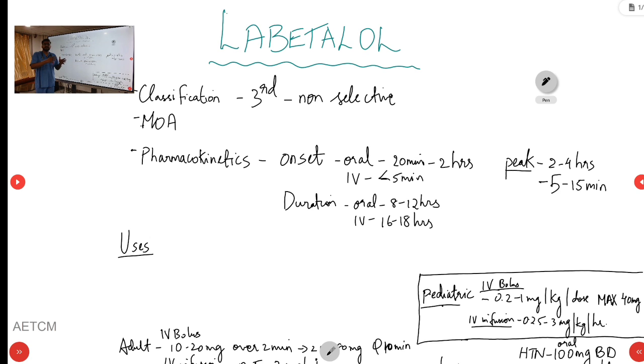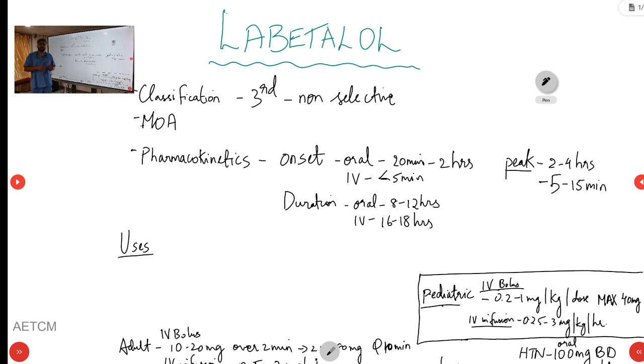The first generation is basically the ones which have non-selective activity. It acts on both alpha as well as beta receptors and antagonizes both the receptors. So it blocks both alpha and beta. In that class of drugs we have propranolol, which is the most commonly used drug. And if it's a second generation beta blocker, it will have a more selective beta 1 blocking action, and that class of drugs will include atenolol or metoprolol, which are most commonly used.